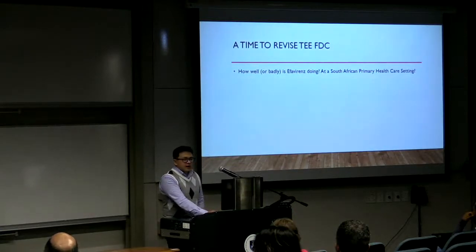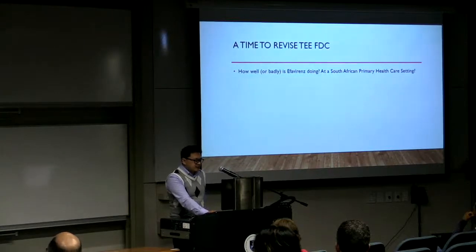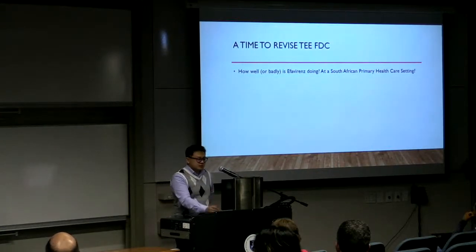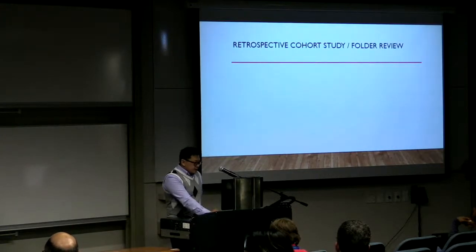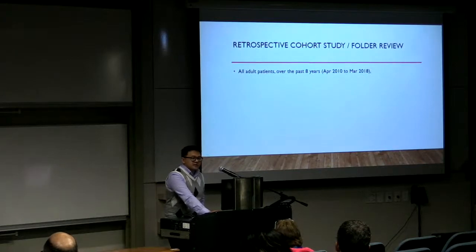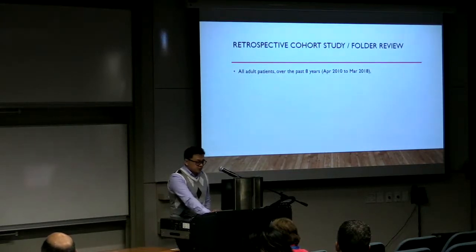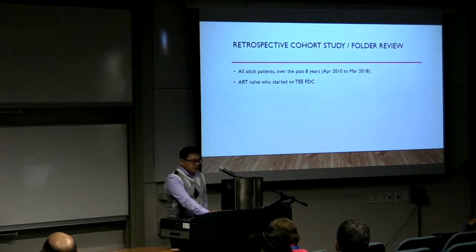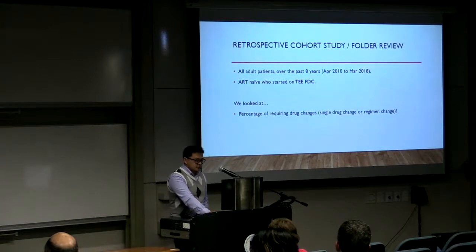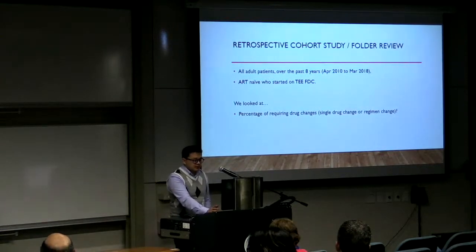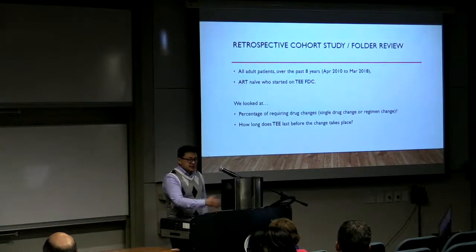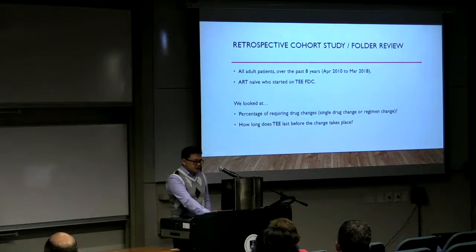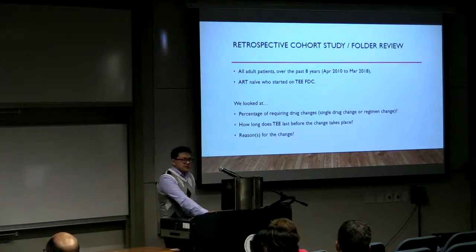Maybe now's the time to revise our old regimen, the tenofovir, emtricitabine, efavirenz FDC, to look at how well or badly efavirenz is doing in a South African primary healthcare setting. So we're looking at a review of all the patients over the past 8 years who started ARVs, specifically this combination. These patients are presumably naive, never exposed to any ARVs before. We look at the percentage of these patients who started this regimen and required any drug change, whether a single drug change or the entire regimen, before the censor date. How long does the TEE FDC last before the change has to take place? And what's the reason for the change?